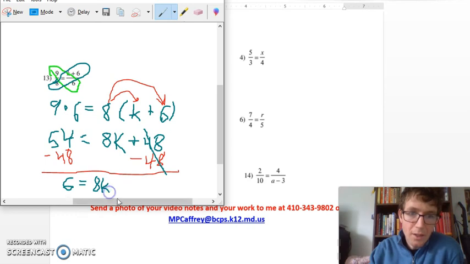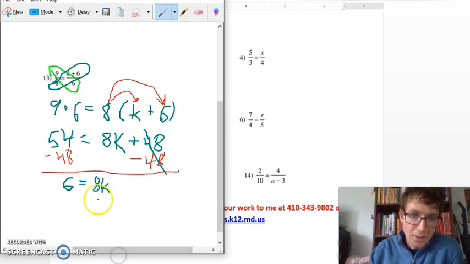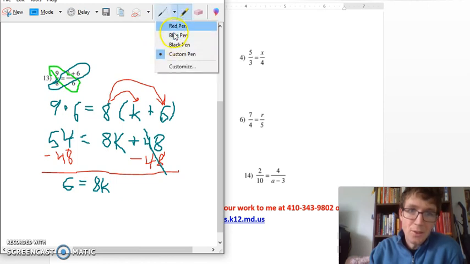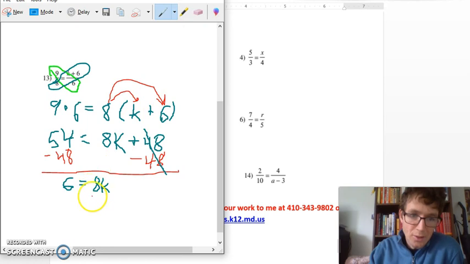Alright. So we're almost done here. We got 8 times k equals 6. If we want to get the k by itself, we got to do the opposite of multiplication. The opposite of multiplication is division. So if we have 8 times k, we got to divide by 8. What you do to one side, you have to do to the other. So I'm going to divide the other side by 8 as well. 8 divided by 8 is 1, so that cancels. And 1 times k is k. So we should get k equals 6 over 8.